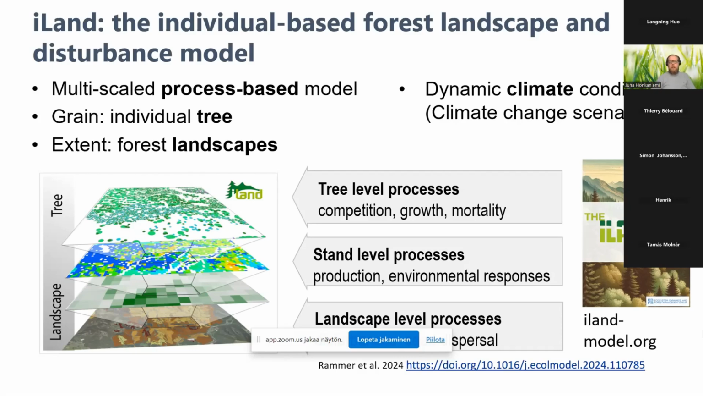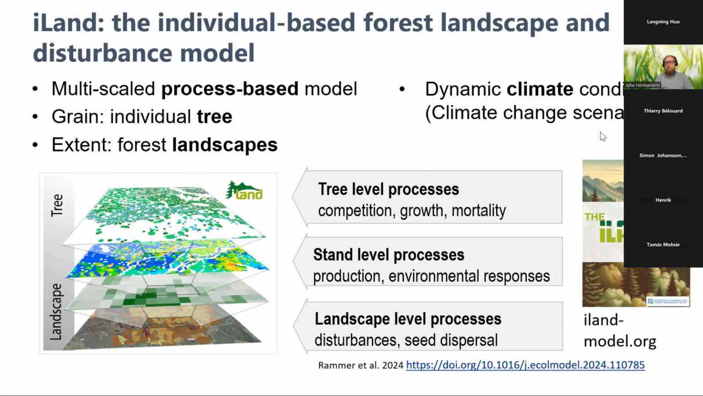For example, we have tree-level processes of competition, growth, and mortality. And then at stand level, we are simulating some of the processes such as primary production or environmental responses. And then in landscape level processes, we have disturbances and the disturbance dynamics as well as seed dispersal. And also iLand is a process-based model, so we can incorporate also dynamic climate conditions, meaning different climate change scenarios.